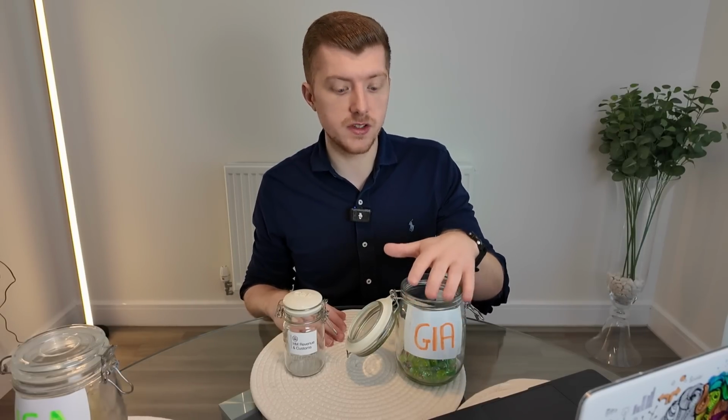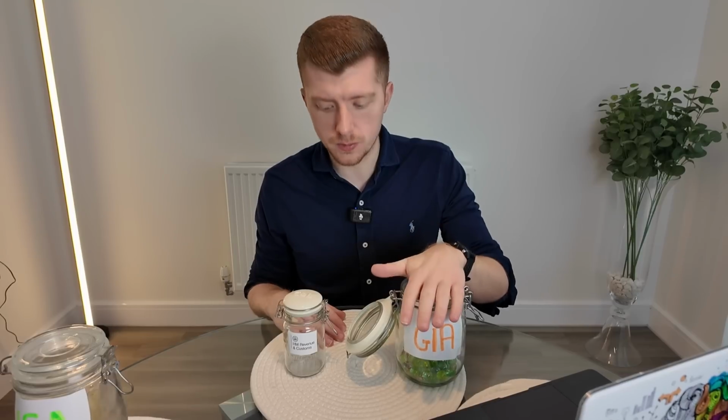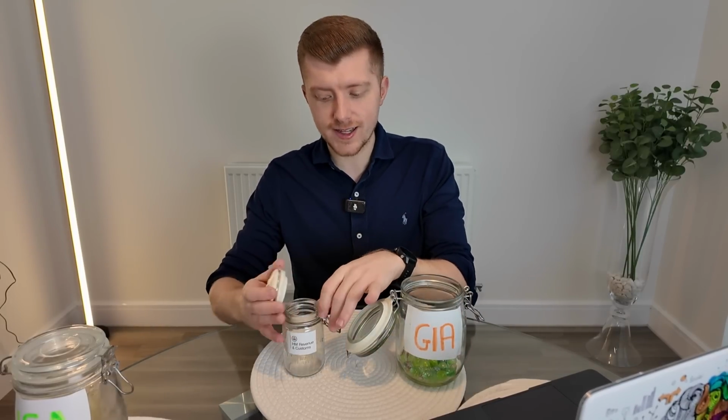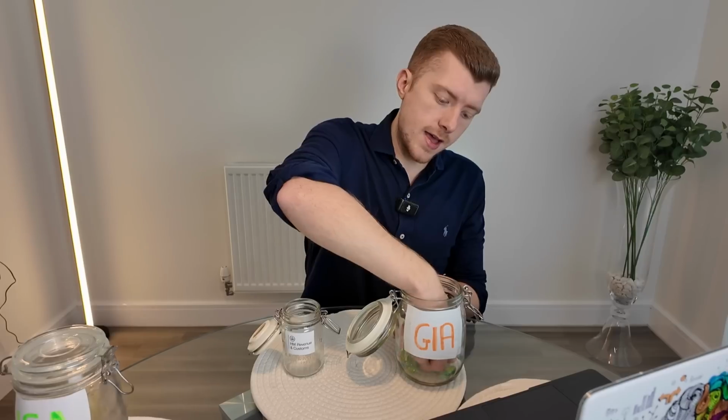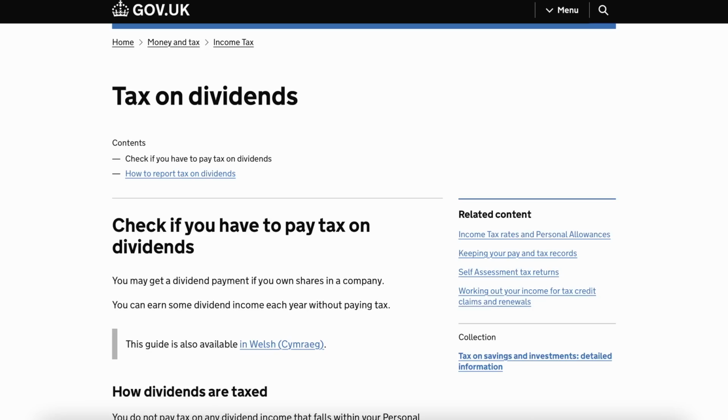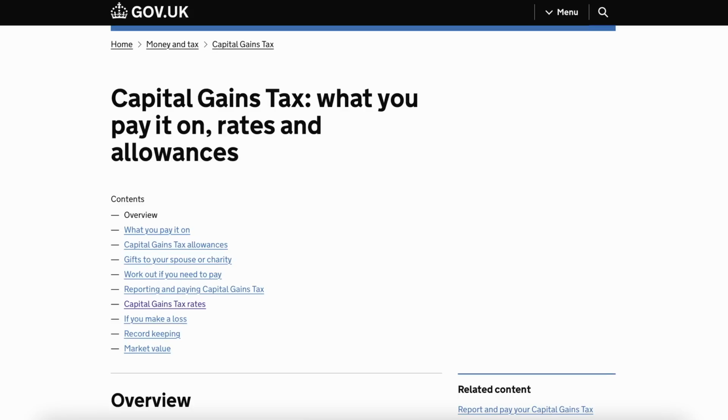Because on disposal of the assets within your general investment account, if it's above your personal allowance, or even indeed if you're paid dividends above that of your personal allowance, well, you will need to take out some of those marbles and hand them over to HMRC. And I'll leave some links down in the description below so you can calculate your own tax liability if you are using a general investment account.